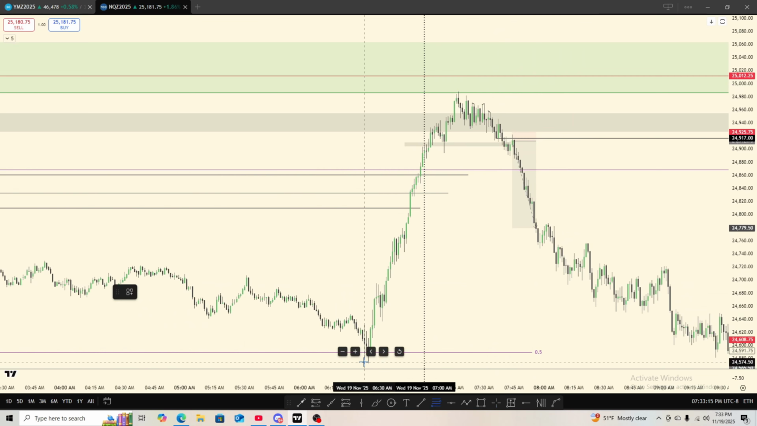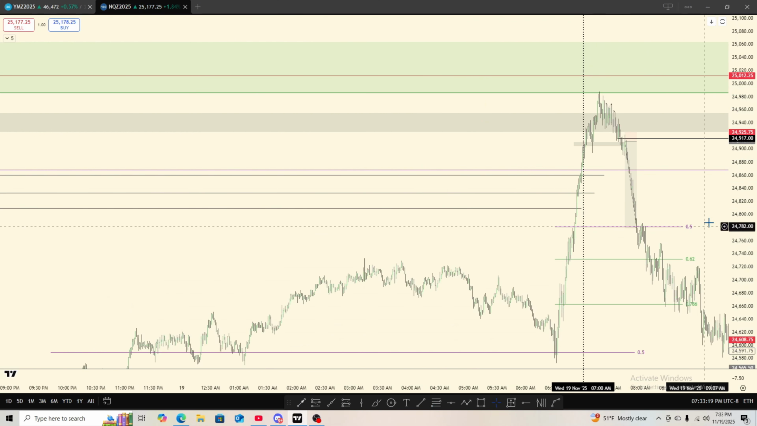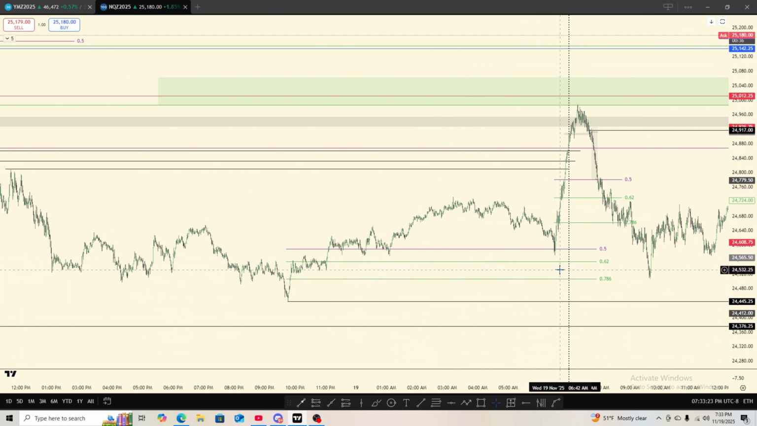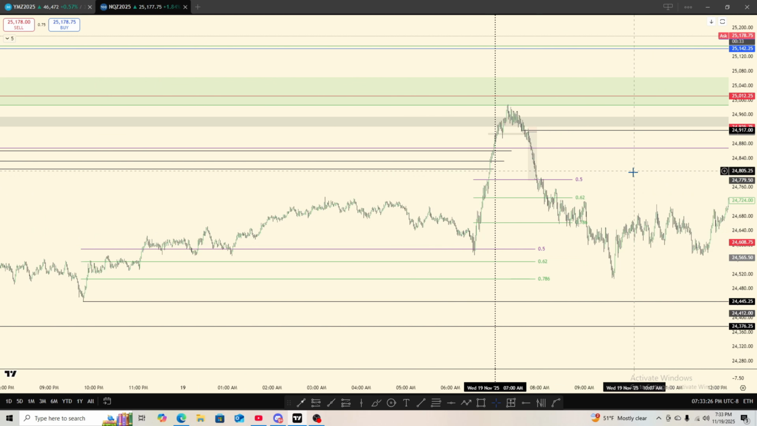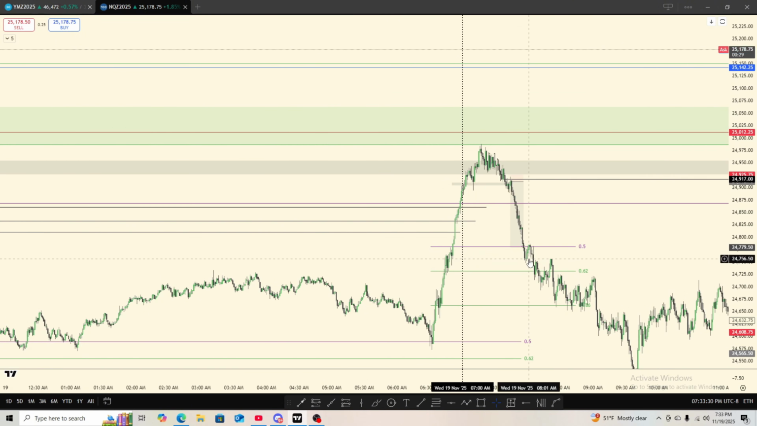I targeted discount of the range because I wasn't too sure if price was going to fully distribute to the lows. I wasn't too sure. I'm going to keep it a buck. So just to play it safe, I was going to target discount, and then if price was going to pull back from OTE, continue higher, we would have taken our profits. We would have been chill.